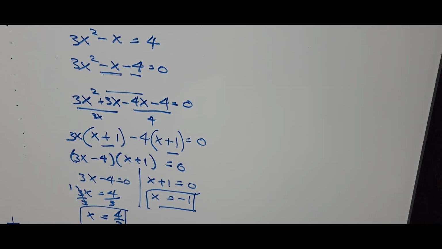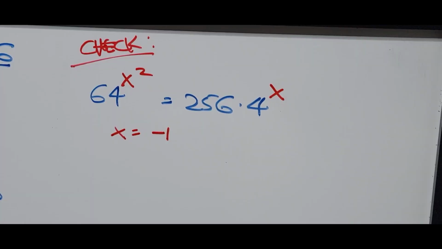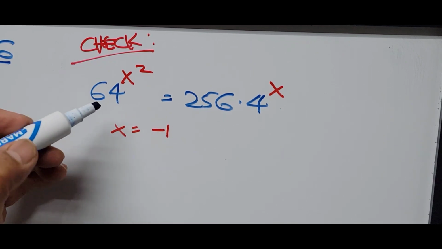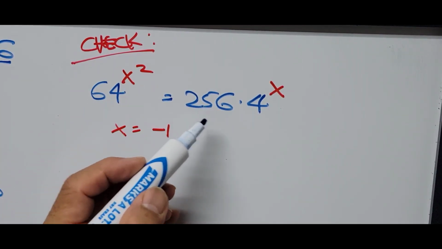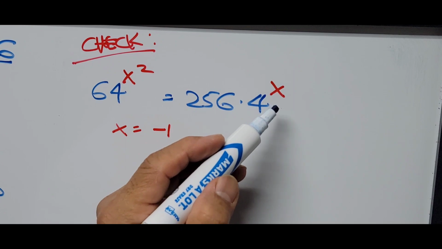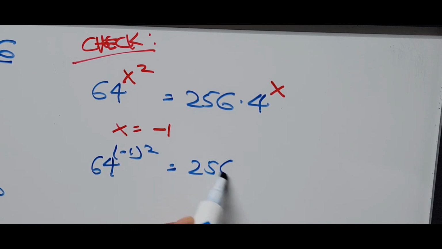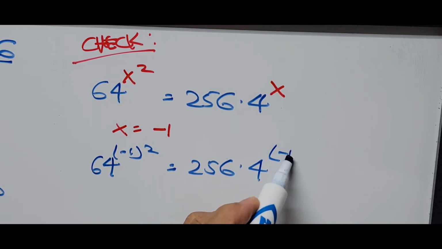Now, if we want to check our answers, we have to substitute the values we have just found, x equals negative 1 and x equals 4/3, into the original equation. Checking the values of x is just an option. The original equation is 64 raised to x squared equals 256 times 4 raised to x power, and we're using x equals negative 1. Substituting, 64 raised to negative 1 squared equals 256 times 4 raised to negative 1.